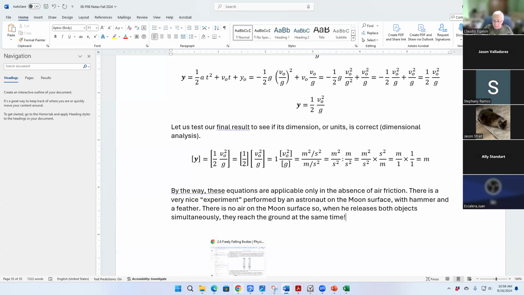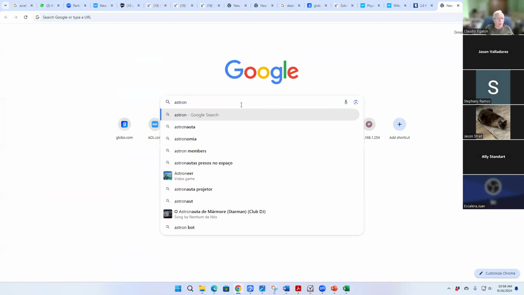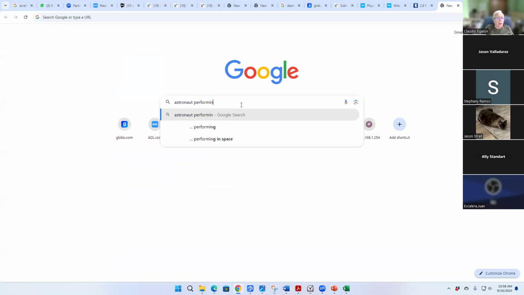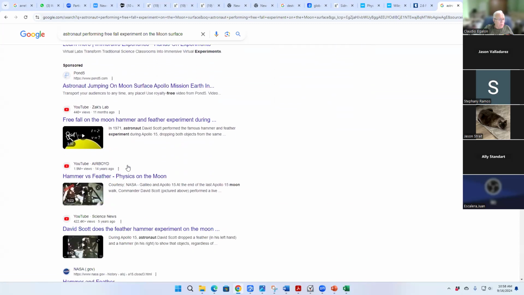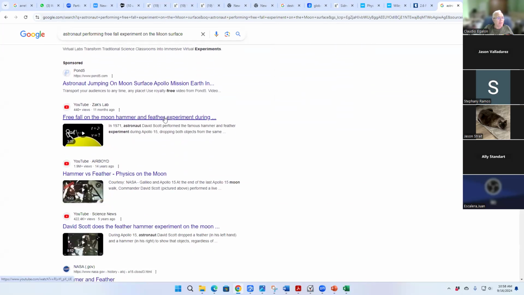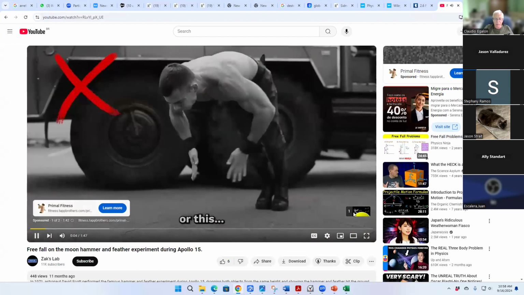Maybe we have it here. What time is that? Two more minutes to go before our break. So, astronaut performing free fall experiment on the moon surface. Let's see if we can find it. We cannot find it. Let's see. Hammer and feather experiment. Yeah, that's the one. Let's see if they have the recording here. Let's skip it.